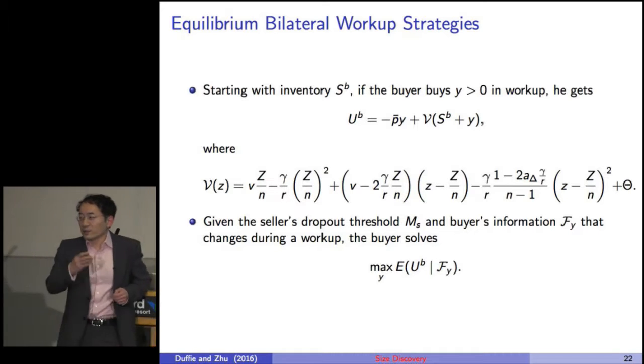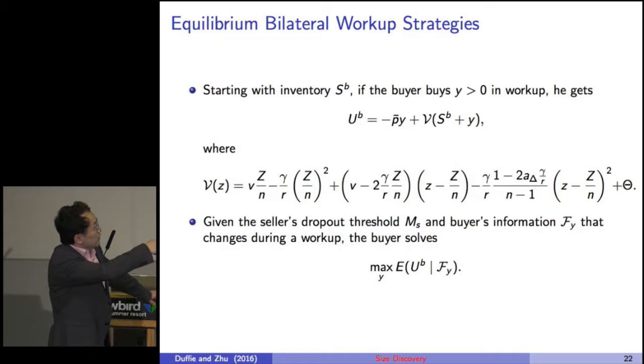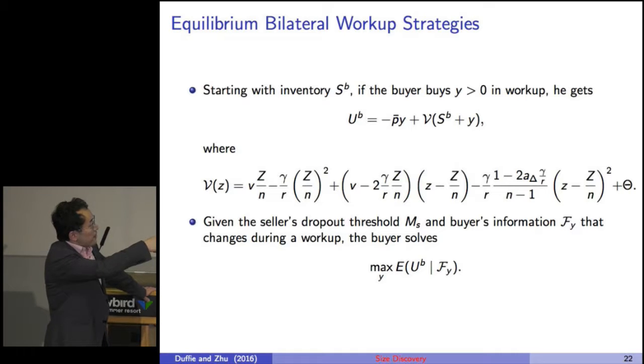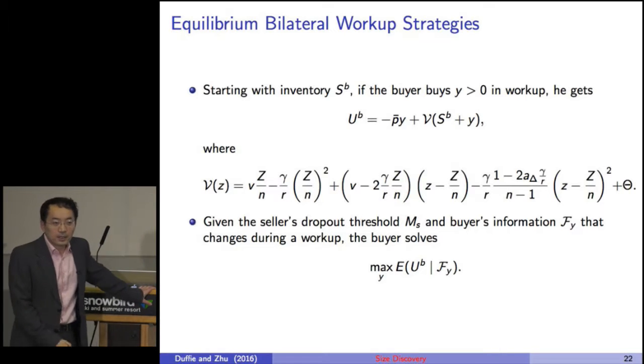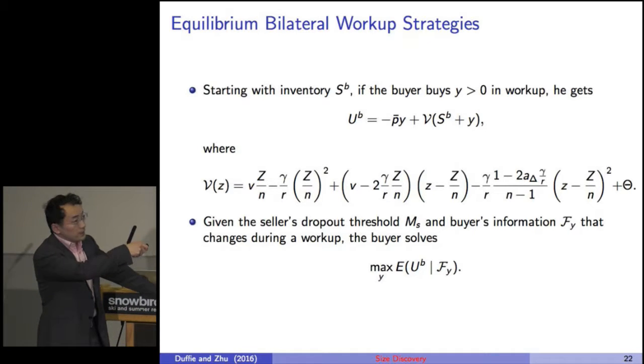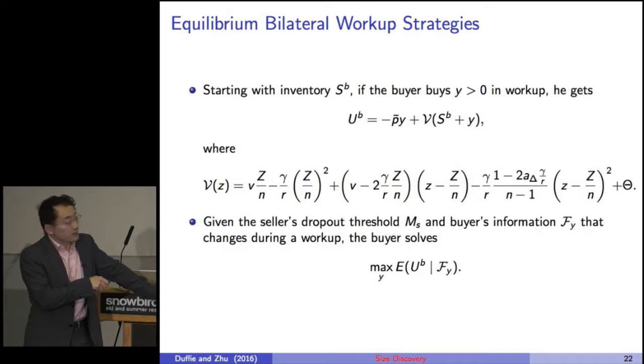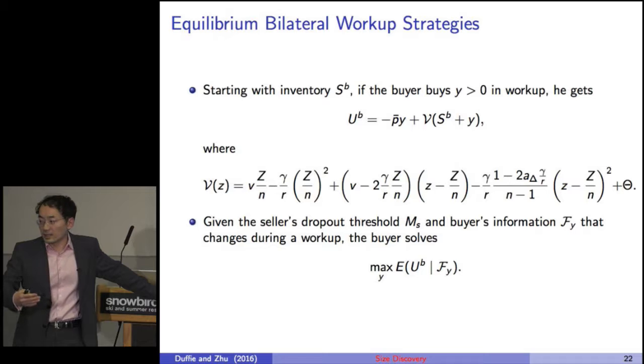Now, imagine you're the buyer, right? How would you calculate when you want to stop out, okay? Now, you know that you start with the inventory as of B, and you just acquired quantity Y. Your termination value after the workup is going to be given by this script V function. But also, you're going to pay for it, minus Py, okay? Now, you are trying to maximize your expected utility given the information that you learned once you liquidate quantity Y.